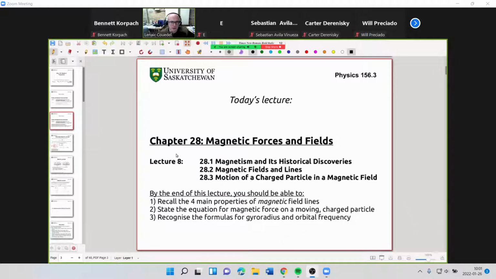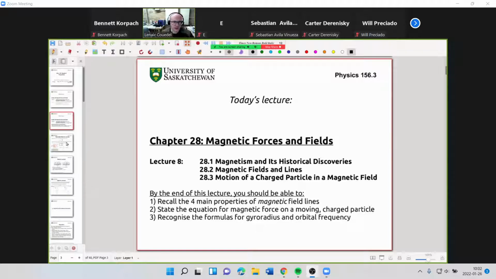So as I told you, these 3 parts will be covered. And by the end of this lecture, you should be able to recall the 4 main properties of magnetic field lines, state the equation for magnetic force on a moving charged particle, and finally recognize the formulas for gyro radius and orbital frequency. Obviously I will explain what a gyro radius and the orbital frequency are when it comes to that.